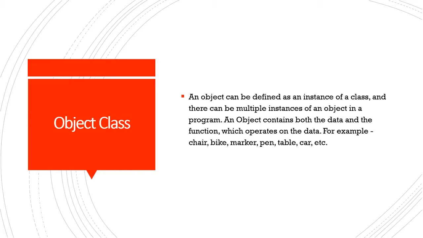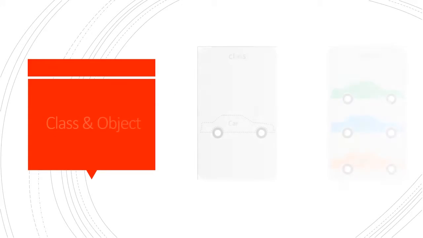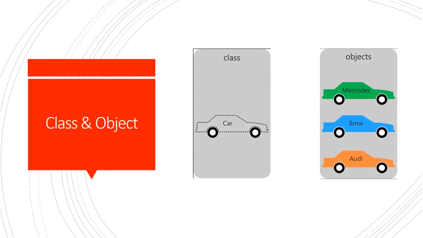Another is the object. An object can be defined as an instance of a class, and there can be multiple instances of an object in a program. Using the example just now, the class is the most expensive cars and the object is the Mercedes. And you can see the difference between a class and an object.